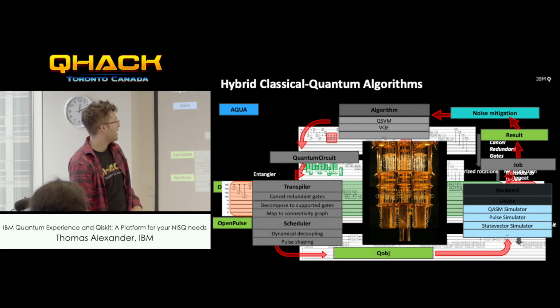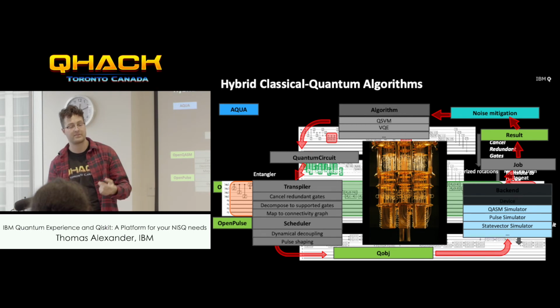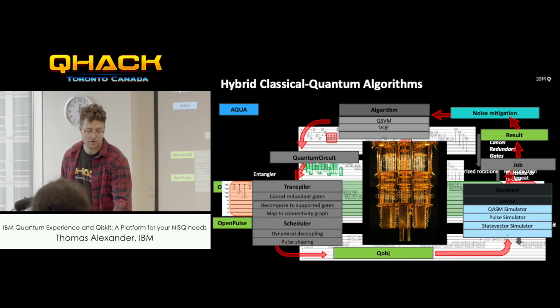And then it will come back, and we might use Ignis to do error mitigation on, say, the measurement results. These counts are then going to be fed back into the algorithm, and the algorithm is either going to output a classical result, or maybe it will continue processing and run some more quantum components.